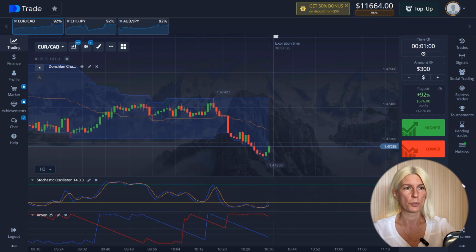But the main difference between these platforms is that the real price of an asset usually diverges from the price declared by a broker or an online platform.